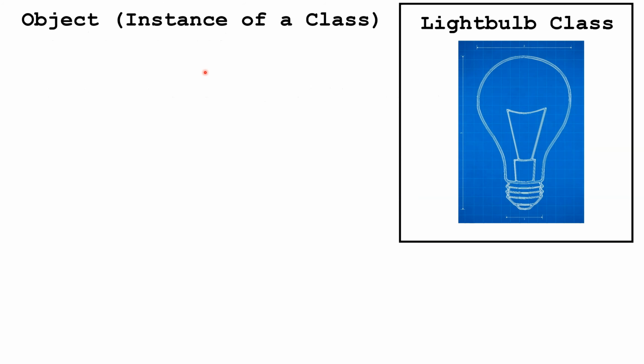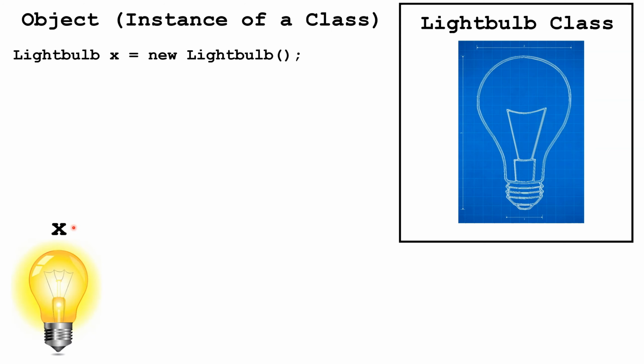Here's how we can create an object from the light bulb class. We start by declaring the name of the class, in this case light bulb, then a variable, in this case x, and we say equals new light bulb, open close parentheses, semicolon. So we're creating a variable called x of type light bulb, and it's going to point at a new object in memory of the light bulb type. And there we go, we've got x and the object attached to x.